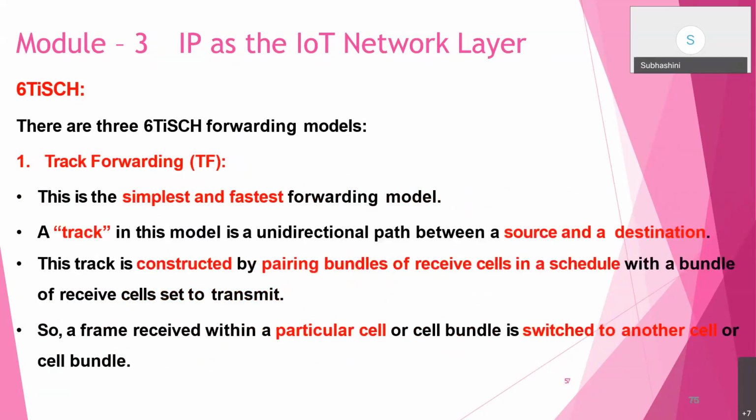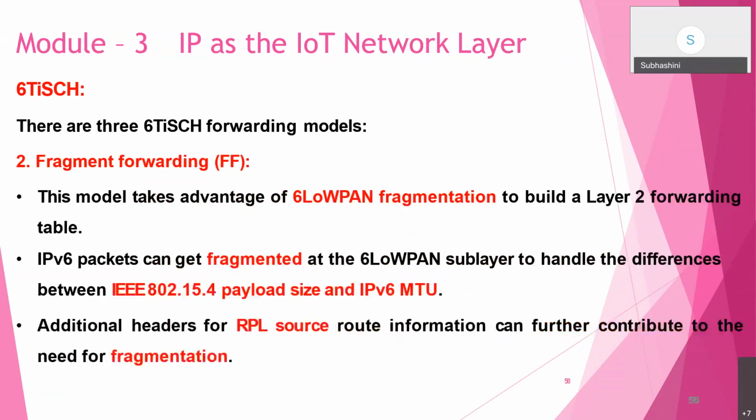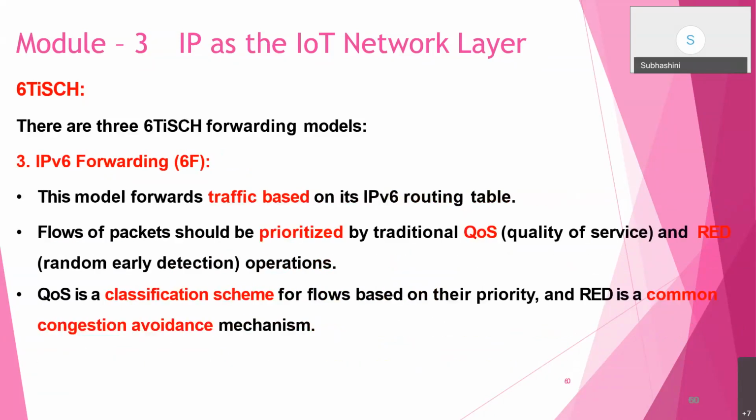So what is this track forwarding? In track forwarding, you establish a track first, which is basically a unidirectional path from source to destination, and then you forward all the cells or data in a given schedule across this track. Okay. What about fragment forwarding? In fragment forwarding, I break the IPv6 packet into multiple fragments based on given payload and based on the given maximum transmission unit size. Okay. And then I'll transmit these fragments one after the other. Whereas IPv6 forwarding, what you do is you classify the packets based on their priorities, based on their traffic requirements, type of service, as well as quality of service requirements, and then you forward them.